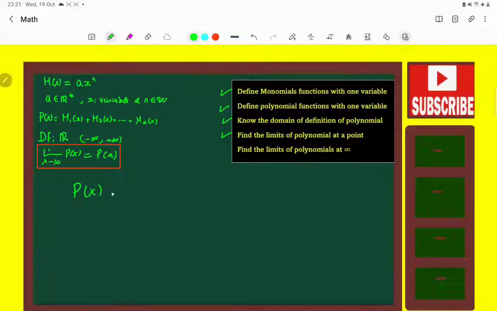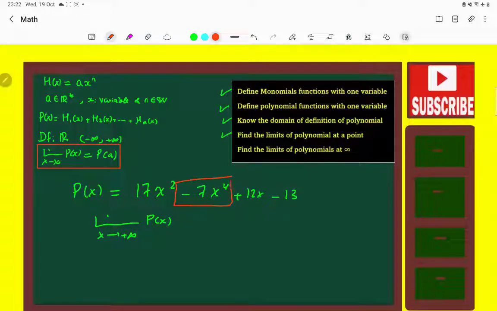So let's say p of x equal 17x power 2 minus 7x power 4 plus 12x minus 13. If I want to find the limit as x tends to plus infinity for p of x here, all I need to do is to go to the polynomial function and choose the term with the highest degree. And here we have to pay attention to the sign. So this will be the same as the limit as x tends to plus infinity for negative 7x power 4, and this will go to negative 7 times plus infinity, and this will go to negative infinity.